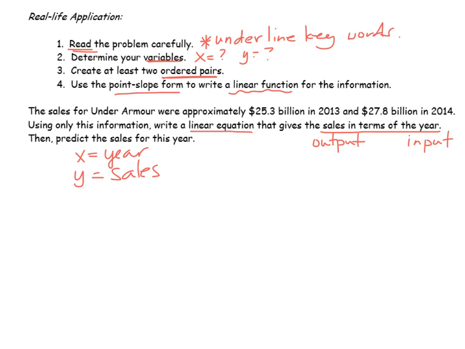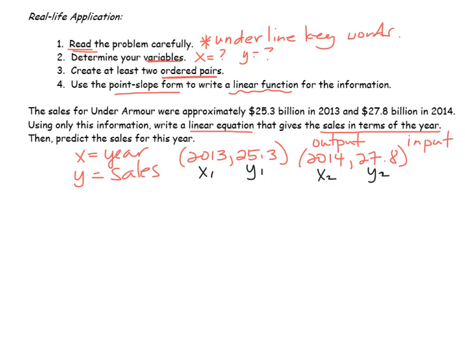As an ordered pair then, we have 2 sets of information. In the year 2013, they made $25.3 billion. And in the year 2014, they made $27.8 billion. From that information, what we can do is write the equation for the line that would predict the sales for any given year. So when you know 2 points, identify the coordinates x1, y1, and x2, y2. If the slope isn't given, we have to calculate that first.